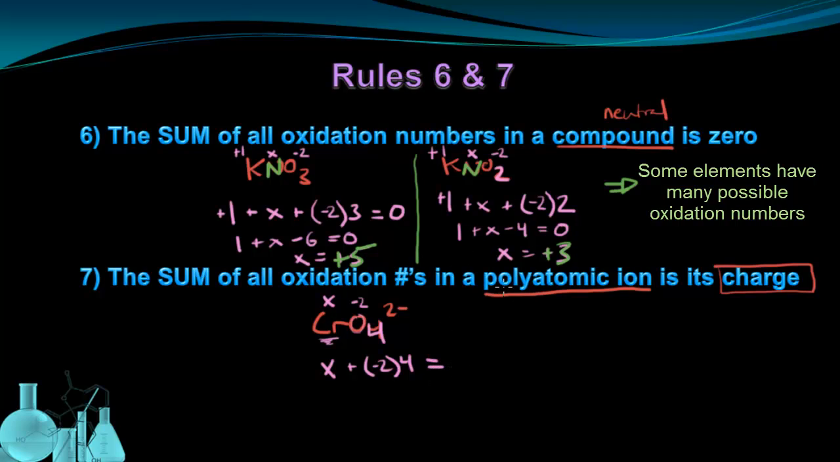I do not set it equal to 0, because for a polyatomic ion, the rule says we're not setting it to 0, and that's because it's not neutral. It does have a charge. And the charge for this is the 2 minus. So that means I set this expression equal to -2, because the rule says that the sum, so I'm adding all these up, has to be equal to the charge. And then from this point, I just solve it as normal. X minus 8 equals -2, so X equals +6, and that's going to be the oxidation number for chromium in this particular polyatomic.